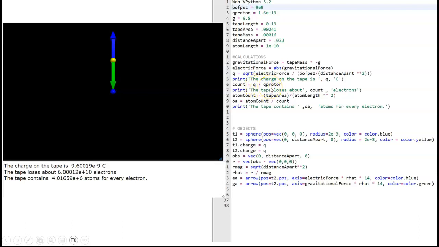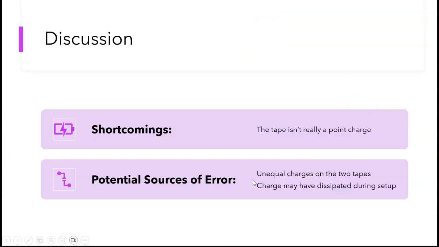Similarly, we get the atom count by dividing the tape area by the area of an atom, and we use the code here to model and visualize our findings. The code here describes the spheres and the point charges, whereas these determine the vectors associated with the forces.